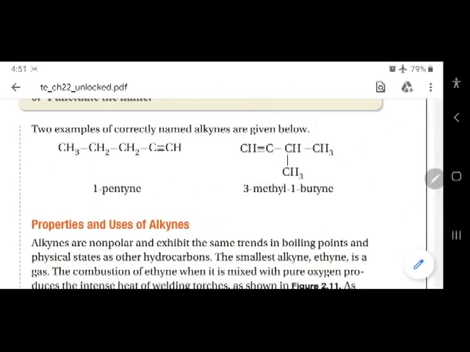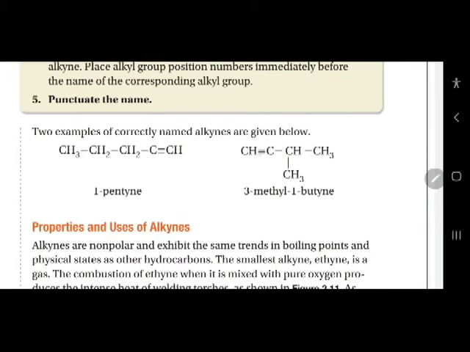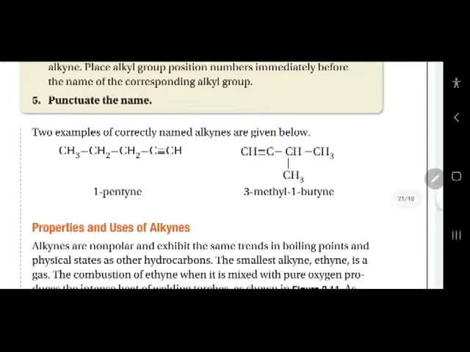Same thing if we have a branch. We have 1, 2, 3, 4, so we have 4, which means but, and butyne, so we will have 1-butyne. And because we started from here, 1, 2, 3, at the third carbon atom we have a methyl group, so the compound here will be 3-methyl-1-butyne.